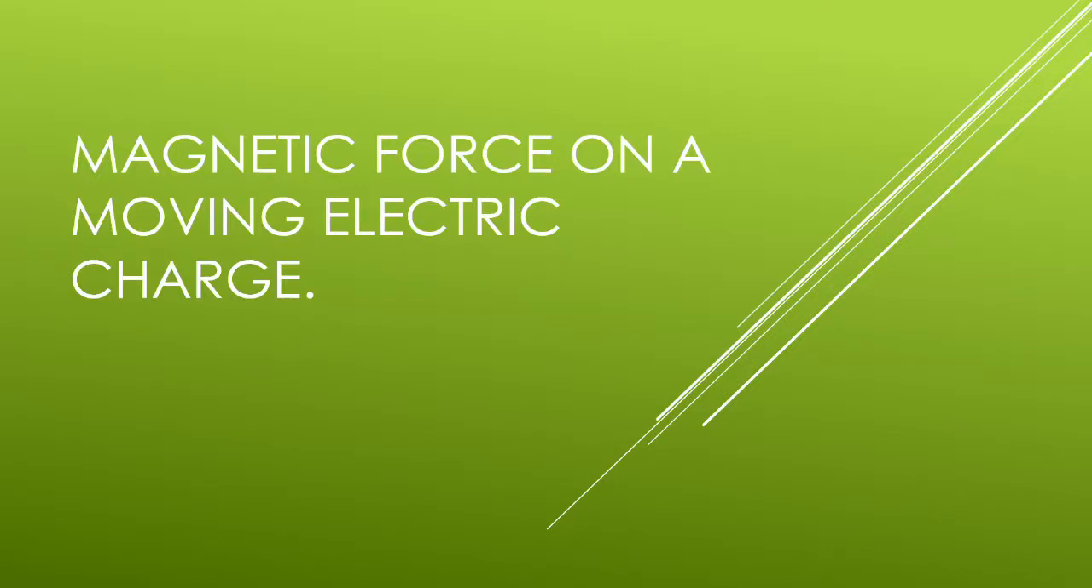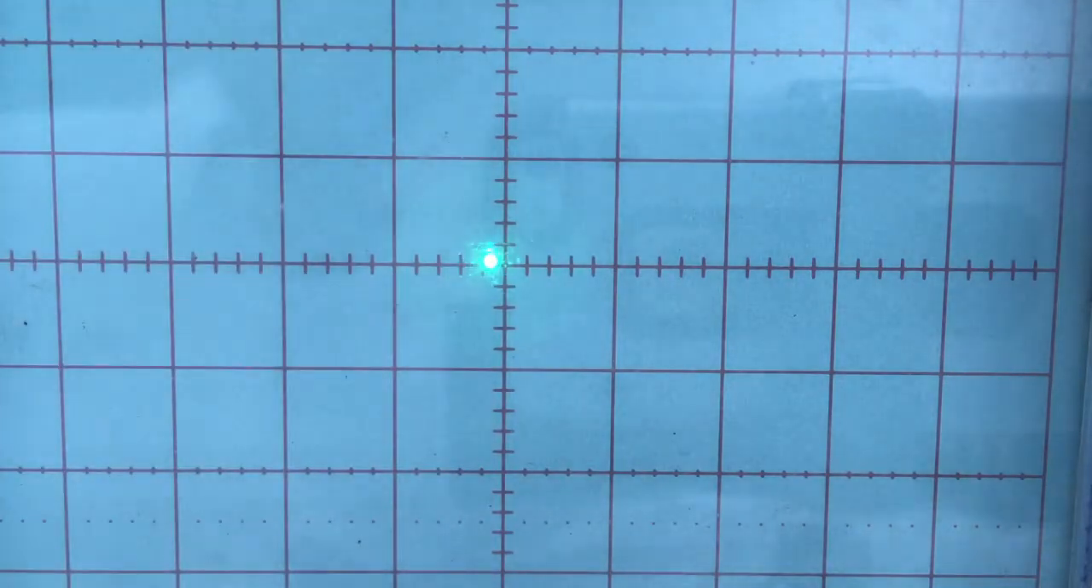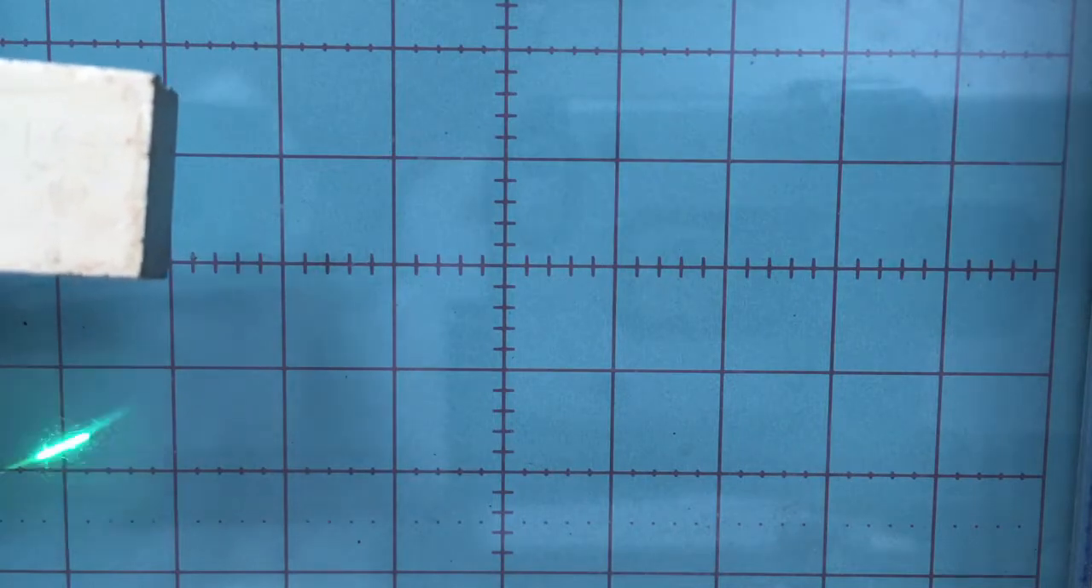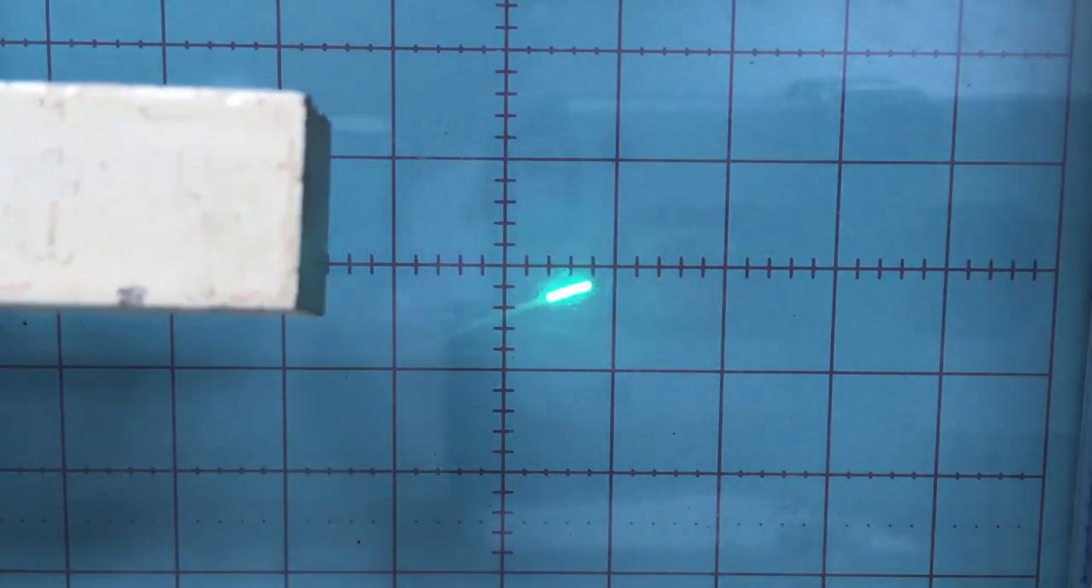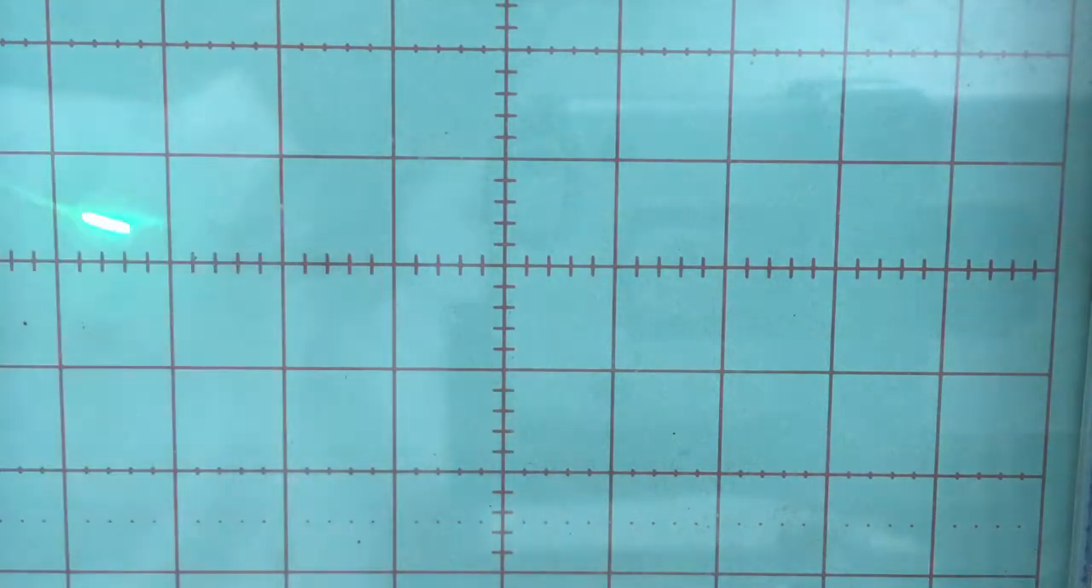Magnetic force on a moving charge. The spot on the screen is caused by electrons, which are emitted by the electron gun in the cathode ray tube. Watch the spot as a magnet is brought closer to it. This demonstration shows the effect of a magnetic field on a moving charge. A force on the charge is produced as it enters a magnetic field.